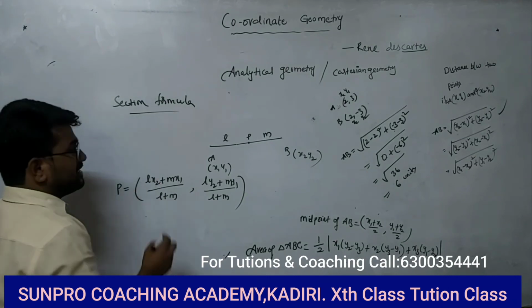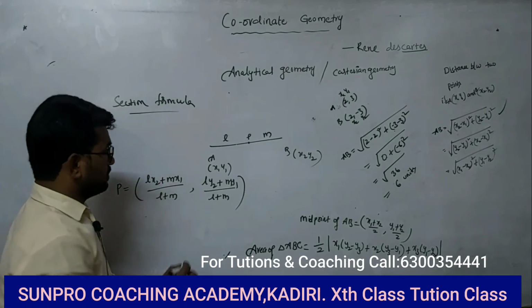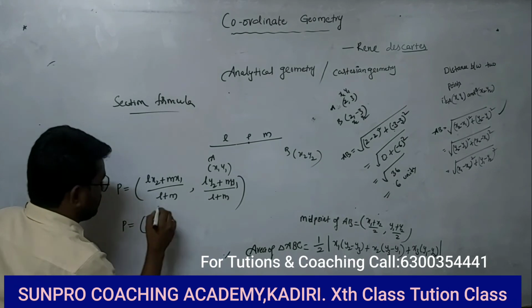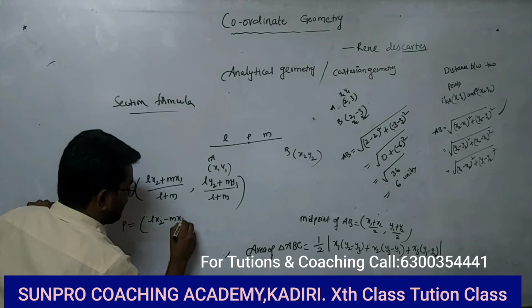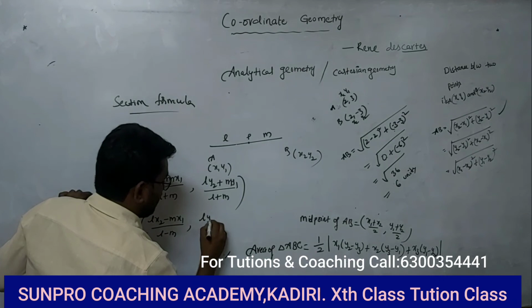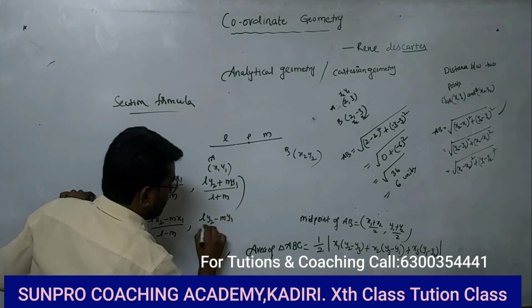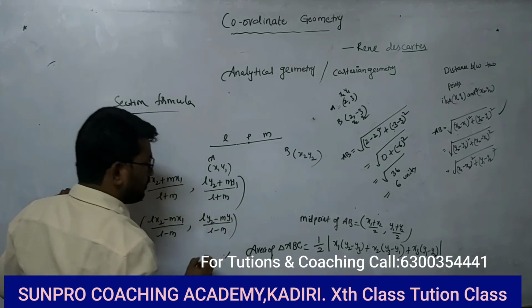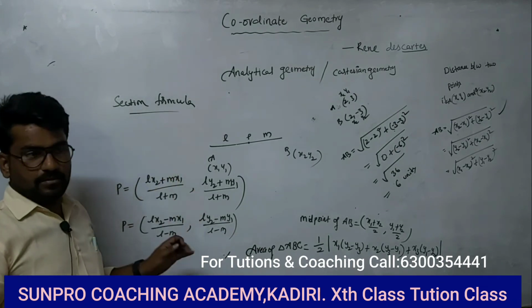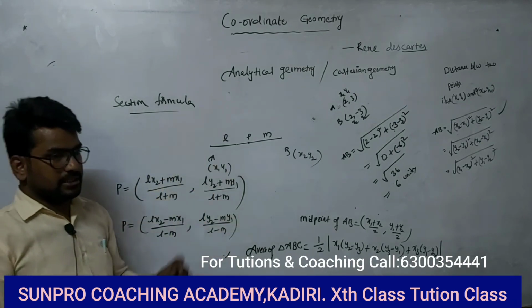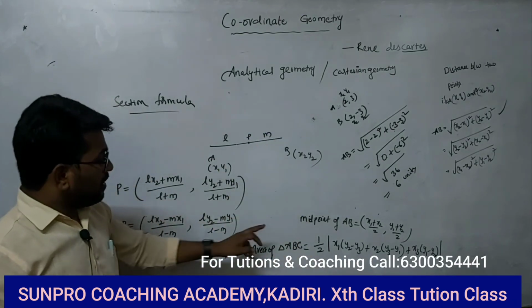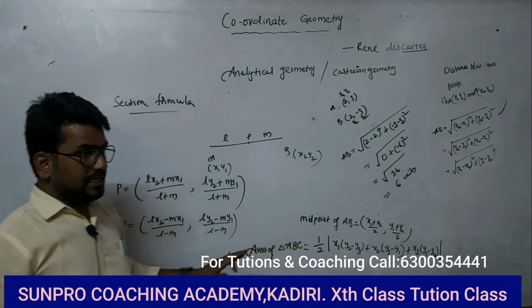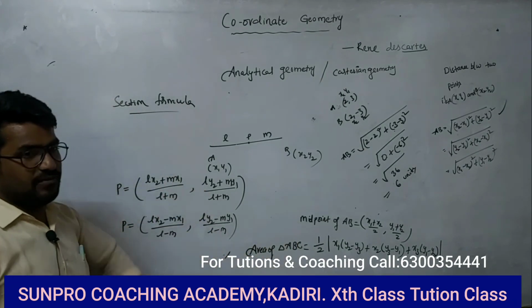And one more is there, the external section formula. P is equal to Lx2 minus Mx1 by L minus M comma Ly2 minus My1 by L minus M. These are the section formulas. In this chapter, we discussed the distance between 2 points and distance from origin to that point, midpoint formula, area of triangle formula, and section formulas.